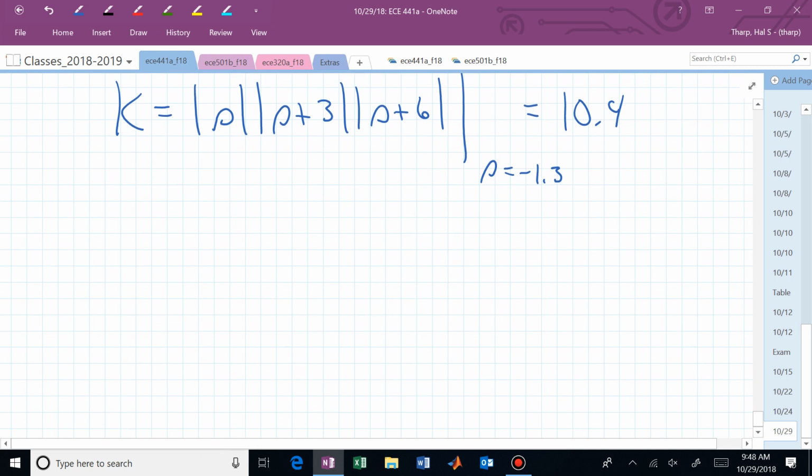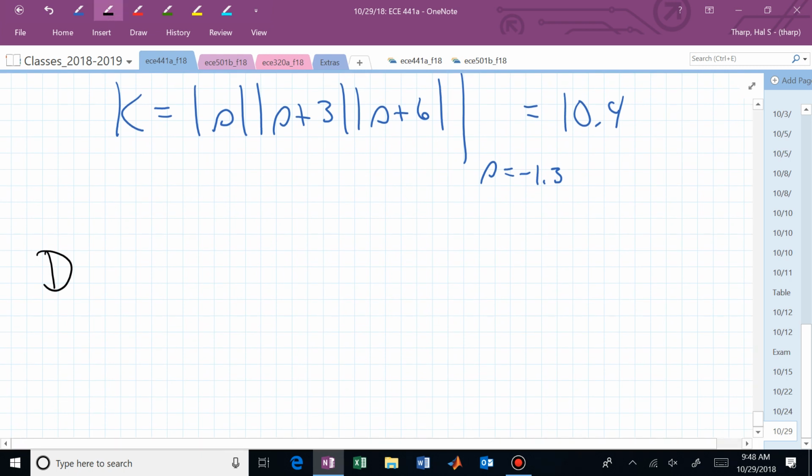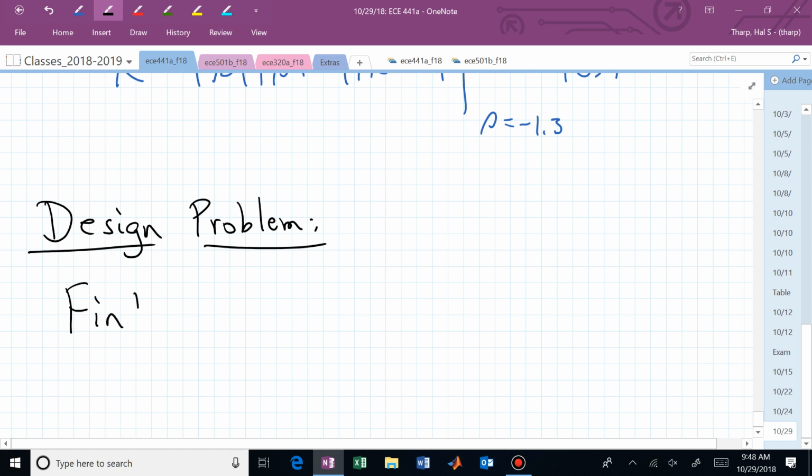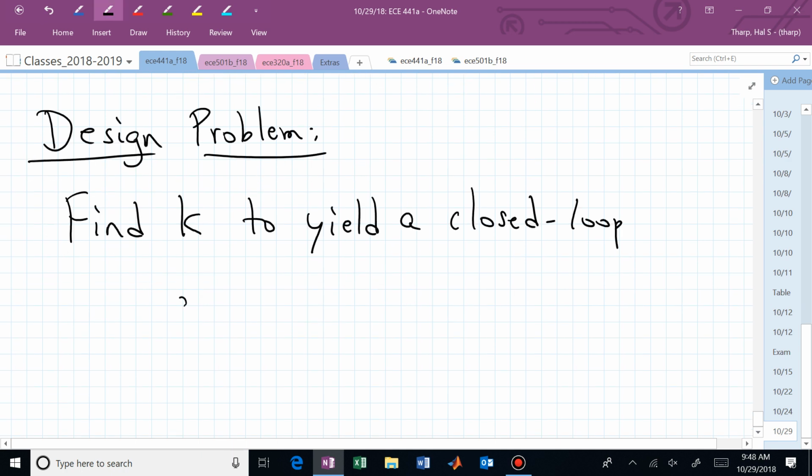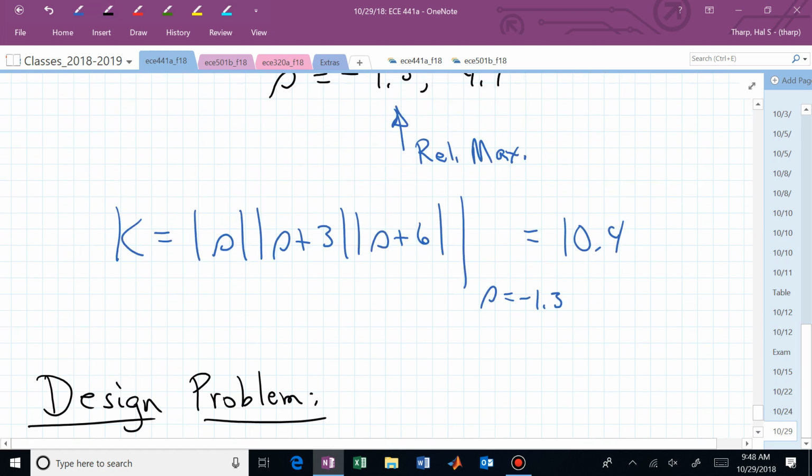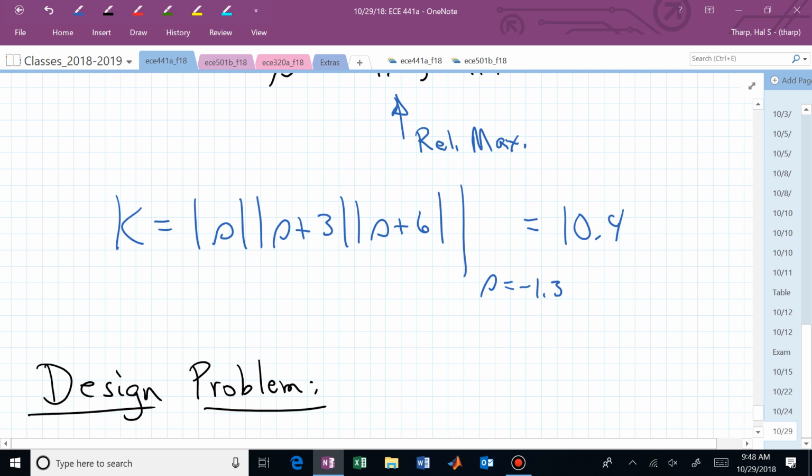Here's the design question. Everybody always wants to do design, so here's the design. Find a k to yield a closed loop pole at s equal -1. Well, what were we doing here? What did we just do to find k equal to 10.4? We plugged in an s value of -1.3.